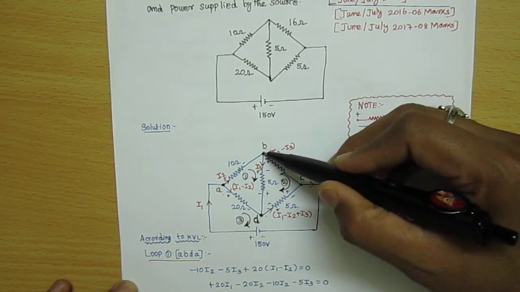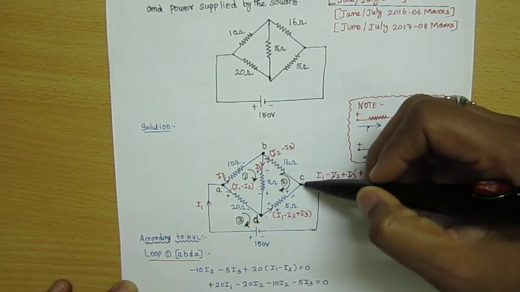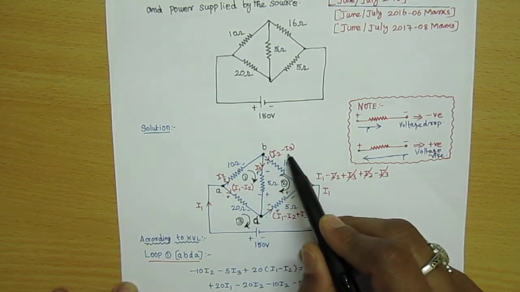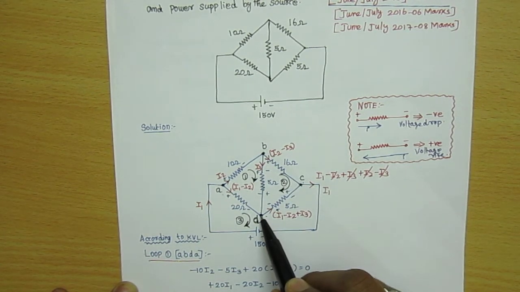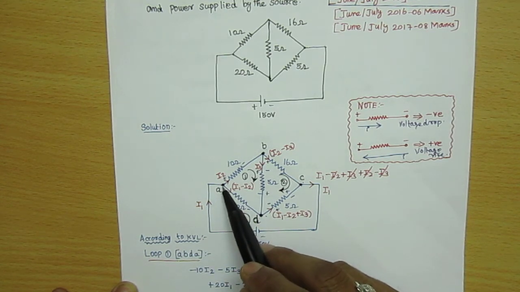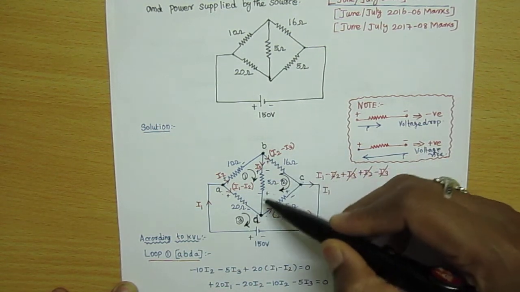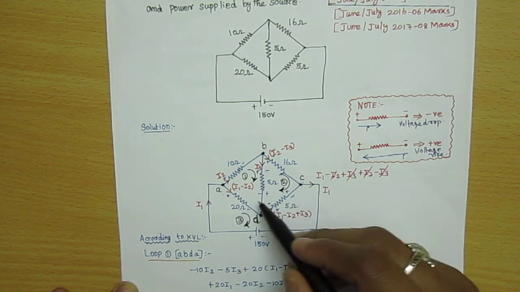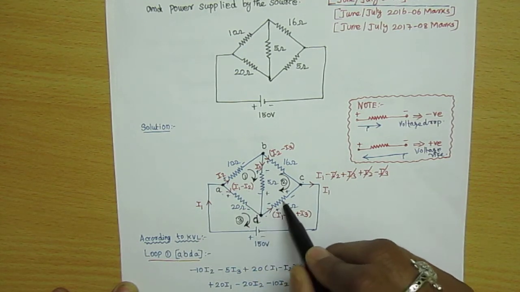Here the branch current in BD is I3, and for BC, I2 is the incoming and I3 is the outgoing, so I2 minus I3 is the current in branch BC. Now coming to junction D, the current from AD is I1 minus I2 and the current in branch BD is I3. Both are incoming currents, so the outgoing current is I1 minus I2 plus I3.